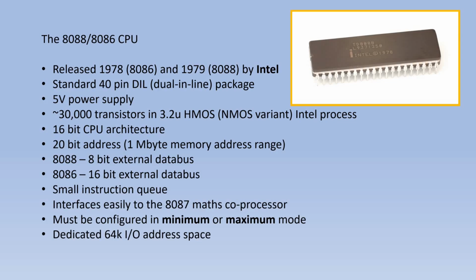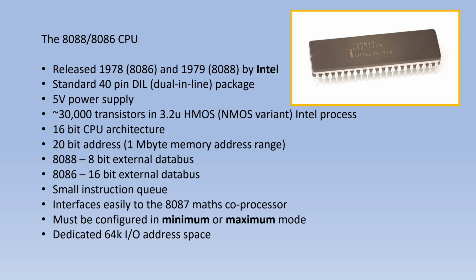the IBM PC. The 8086 has a 16-bit external databus, and as a consequence the 8086 is slightly faster than the 8088 because it can fetch 16 bits at a time rather than just 8. Both CPUs have small instruction queues, and the one on the 8086 is a little larger. Both of them interface to the 8087 Maths coprocessor.